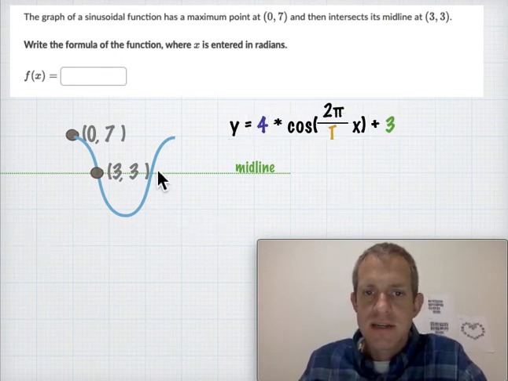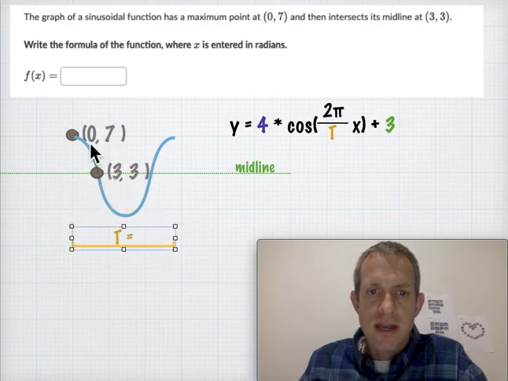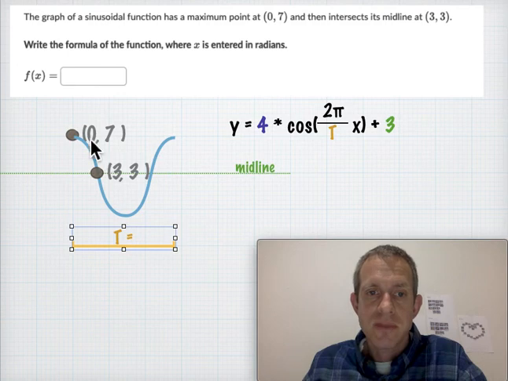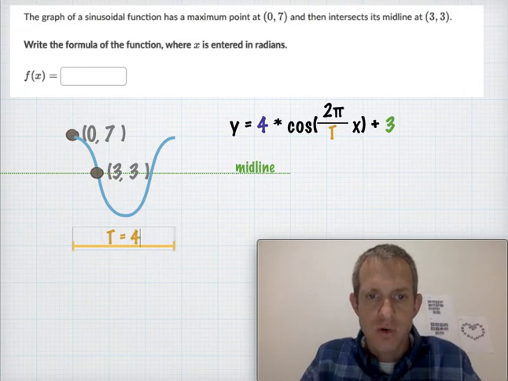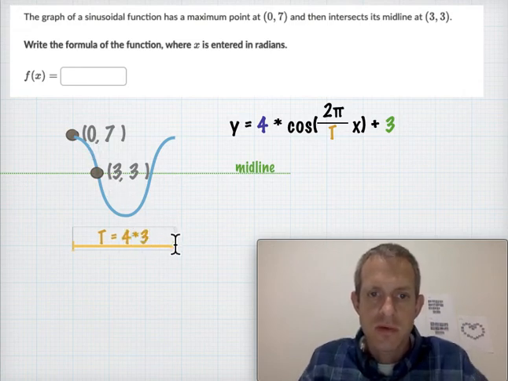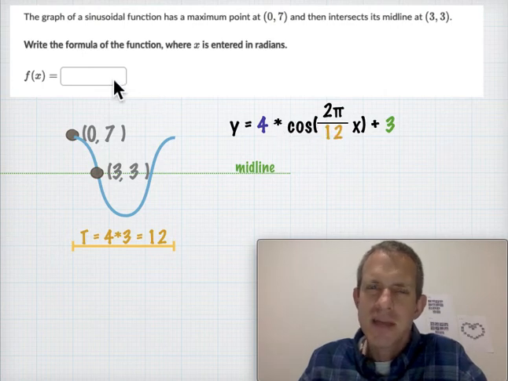Now the last piece I need is I need to know how long this was going to take to do its complete cycle. So what is its period? And for that, I'm looking at the x-coordinates. The first x-coordinate is 0. By the time I've reached the midline, I've gone 3 steps, and that is 1/4 of the way through the cycle. And so the period here is going to be 4 times 3, which is a 12. And so in here I can write 12, and this, Khan might accept this.